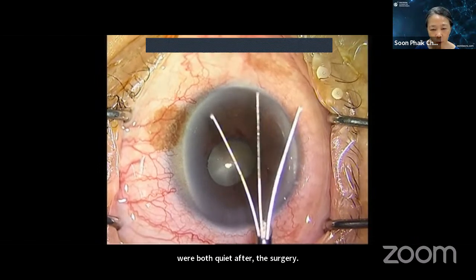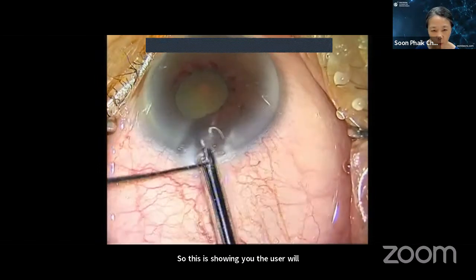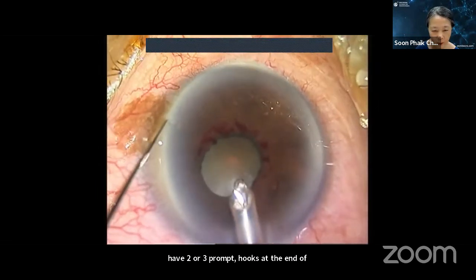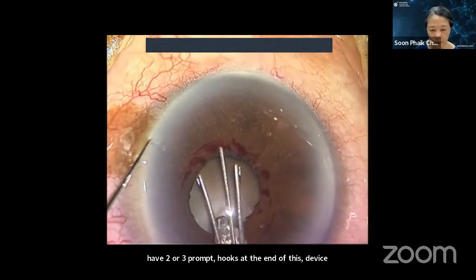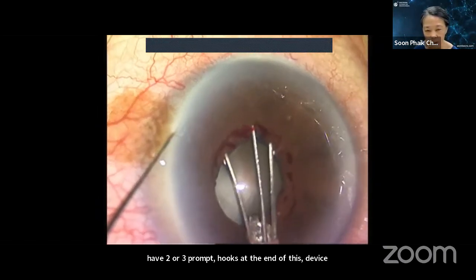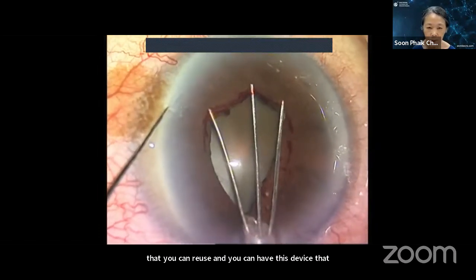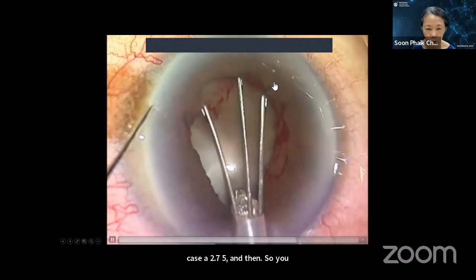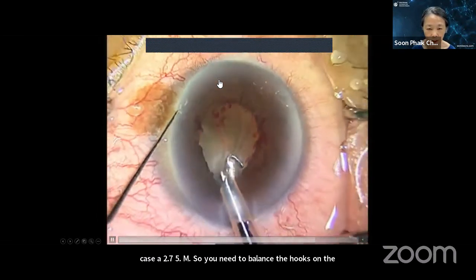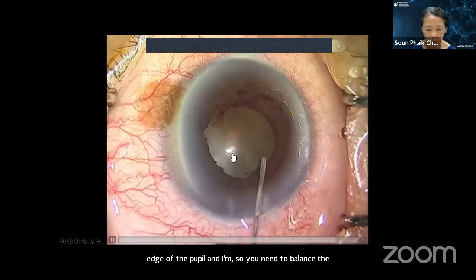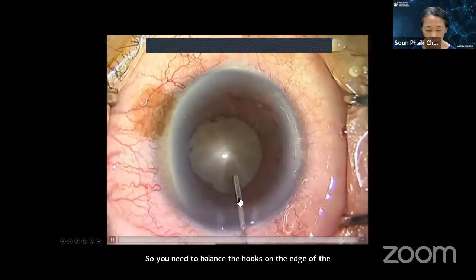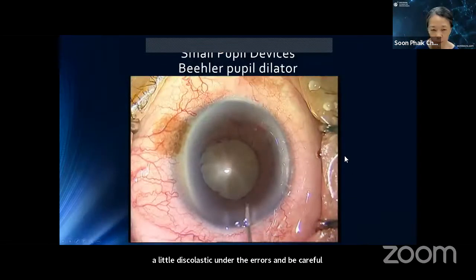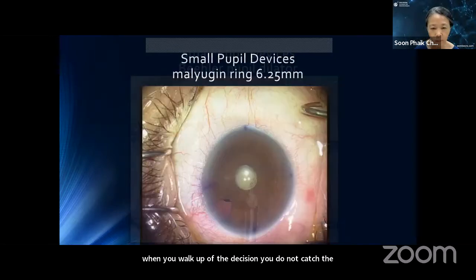So this is showing you the use of a Beeler pupil dilator. You can have 2 or 3 pronged hooks at the end of this device that you can reuse, and you can have the device that goes through even a 2.2 mm incision, or in this case, a 2.75 mm incision. So you need to balance the hooks on the edge of the pupil and actuate the device, and it helps by injecting a little viscoelastic under the iris, and be careful when you walk out of the incision, you do not catch the lip of the incision. And you have a very nice, well-rounded, dilated pupil for which you can proceed with surgery.